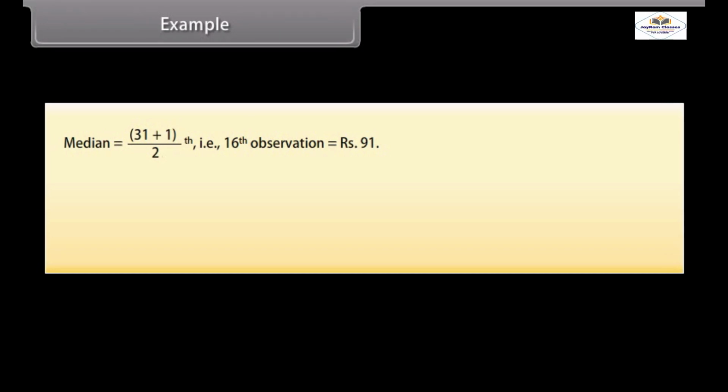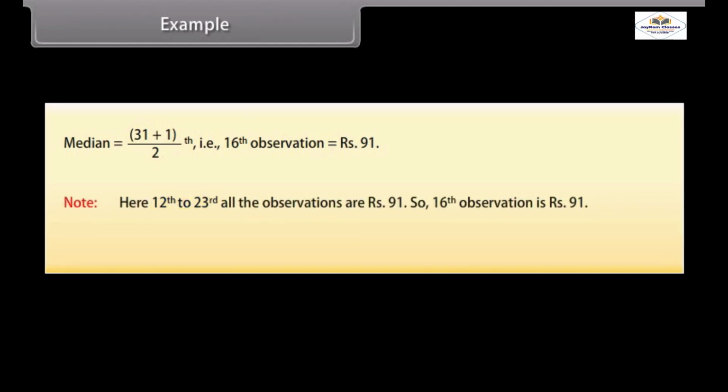that is 16th observation, which equals rupees 91. Here 12th to 23rd, all the observations are rupees 91. So, 16th observation is rupees 91.